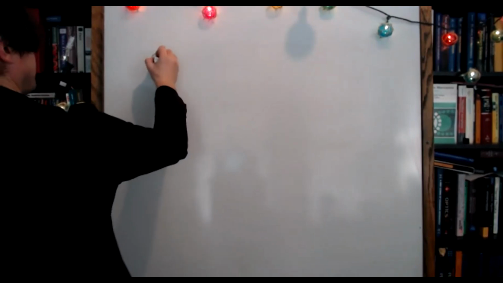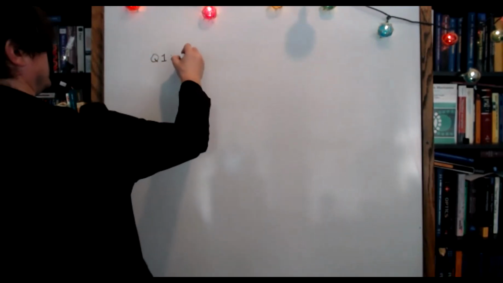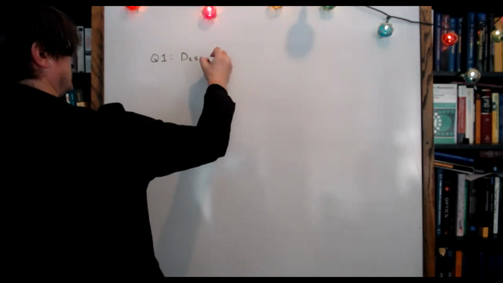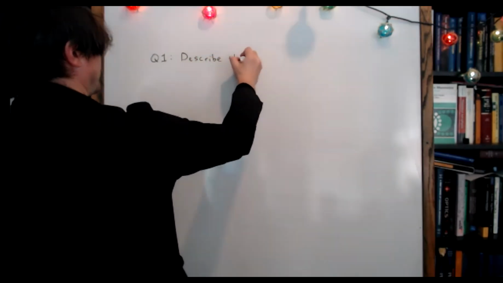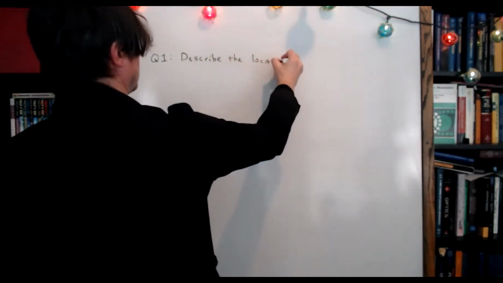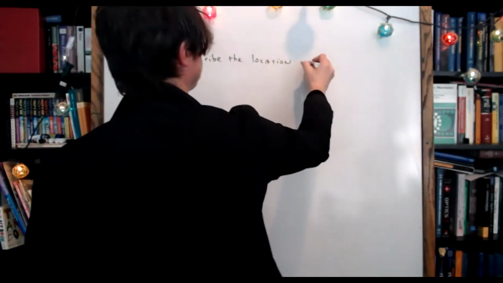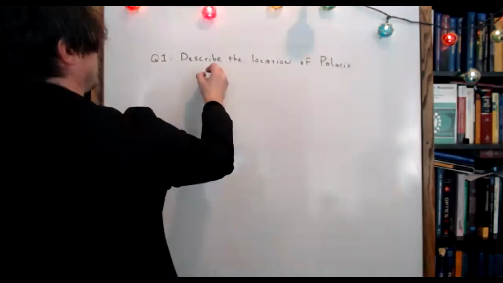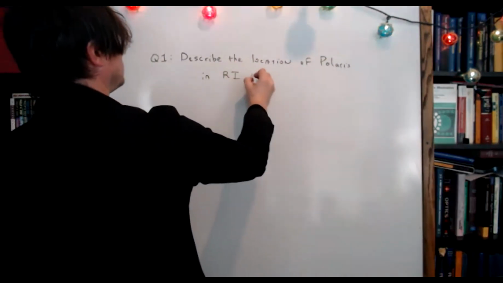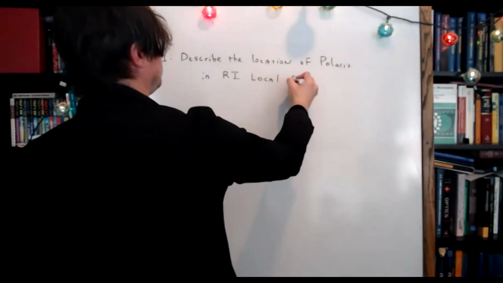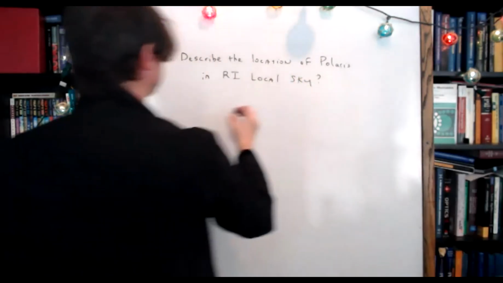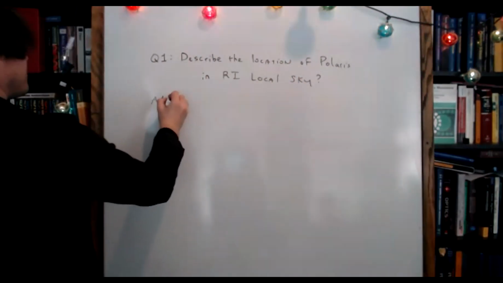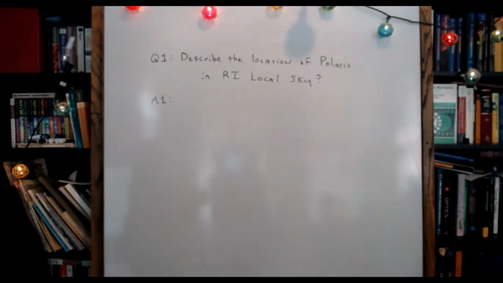Let's try this as a question. Describe the location of Polaris in the Rhode Island local sky. Does anyone know how to do this?